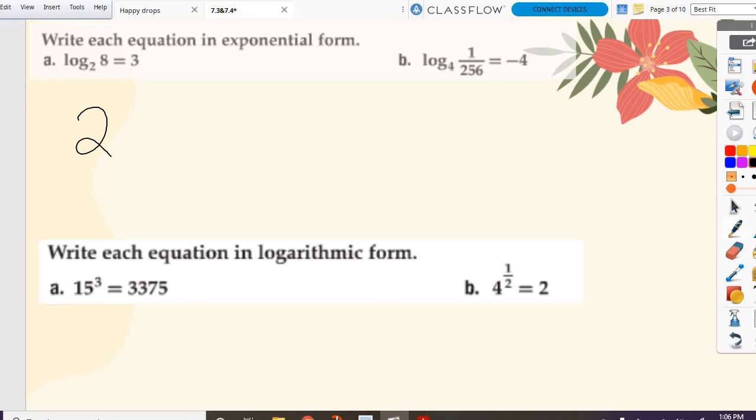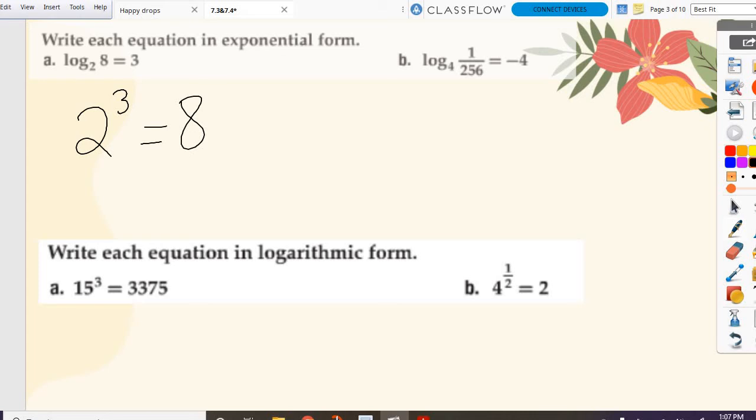So notice that here my logarithm equals 3. So that means that 3 has to be my exponent. And then my 8 is going to go over to the other side. So that would be what A is in exponential form or with an exponent.